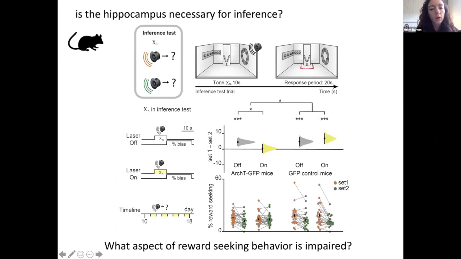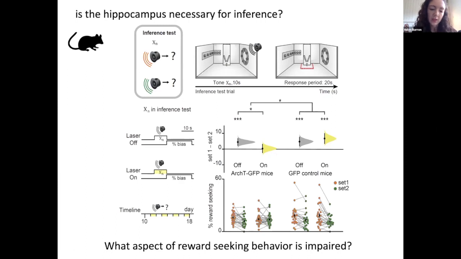And if you repeat the whole thing in a set of mice that undergo the same surgeries, but have a GFP virus injected, so there's no ArchT expressed in the cells, these mice don't show any impairment. So this suggests that the hippocampus is really critical for inference at the time of inferential choice.